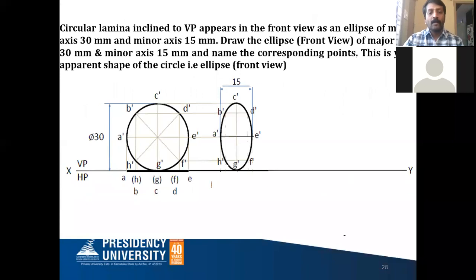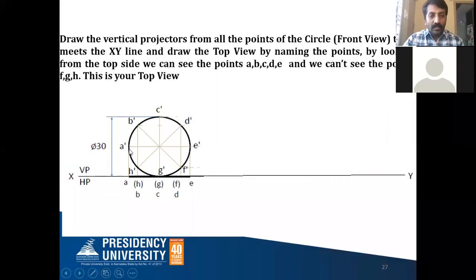To draw the top view, you need to draw the vertical projectors from all the points like this till they meet the 45-degree line. Now you join it from here to here. So this is your top view. And also you have to name the points. You are looking from the top side, so A, B, C, D, E you can see. You cannot see F, G and H. The points that you cannot see, put within brackets. So this completes your top view.